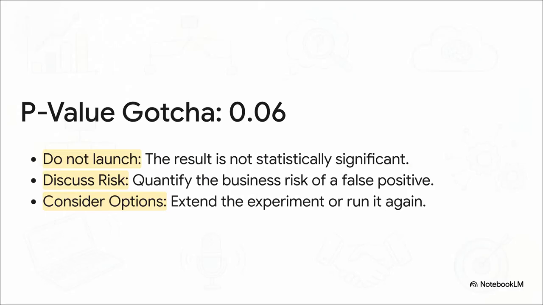So what do you do here? This is a test of your integrity. You don't bend the rules. A p-value of 0.06 is just over that standard 0.05 threshold, which means the result isn't statistically significant. So you acknowledge that. You talk about the risks of launching a feature that might not actually work, and then you decide on next steps with the team.